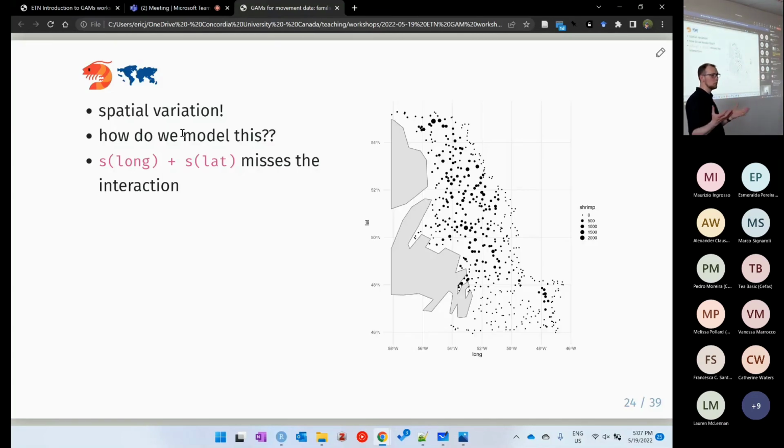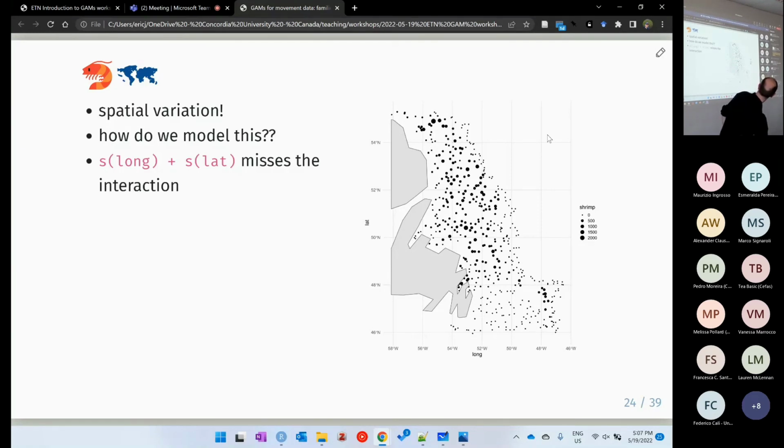So one of the things you might most often want to model is something like spatial variation. So say you want to model an individual moving more quickly in different locations. We can't just model this with, say, one linear term for longitude, or one nonlinear term for longitude and one nonlinear term for latitude. We actually have to model an explicit interaction.